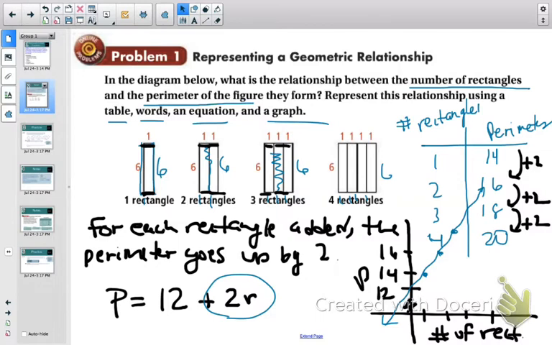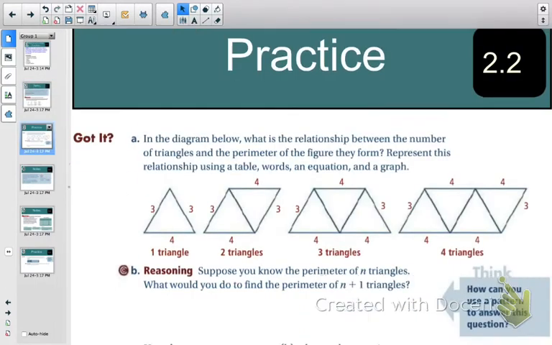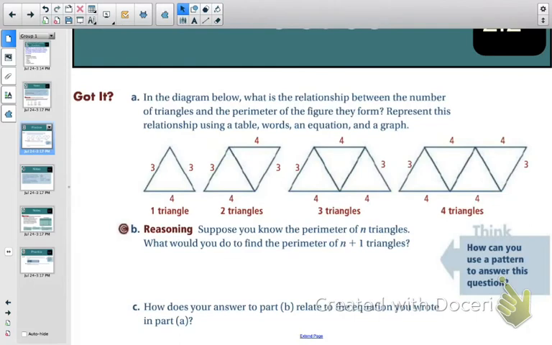Alright, so those 4 things are basically what you're trying to do today. So I'm going to let you go ahead and try this one. I want you to make the table and then come up with the equation, and then we can talk about B and C after that. So you can pause this in 3, 2, 1, pause.